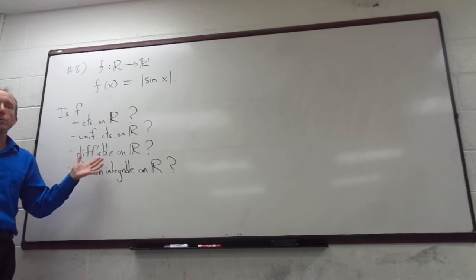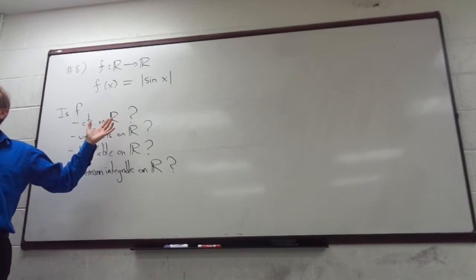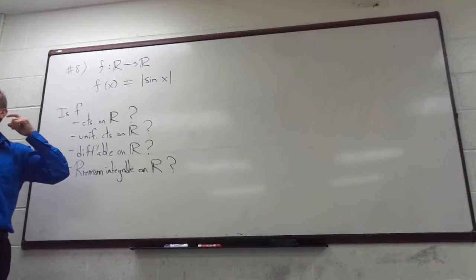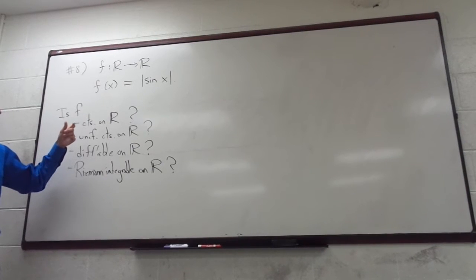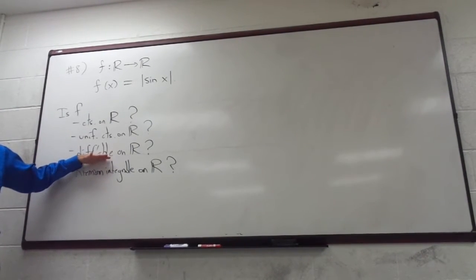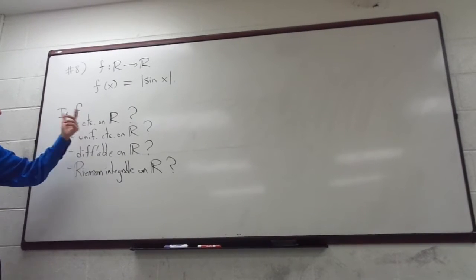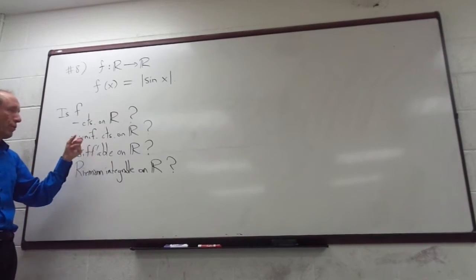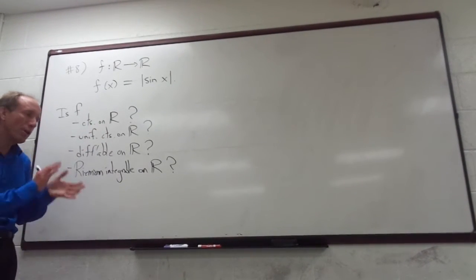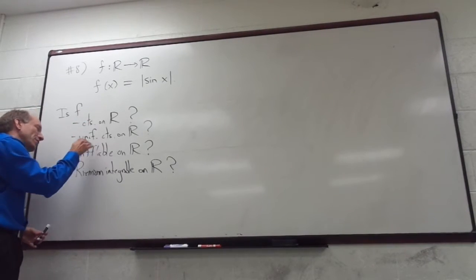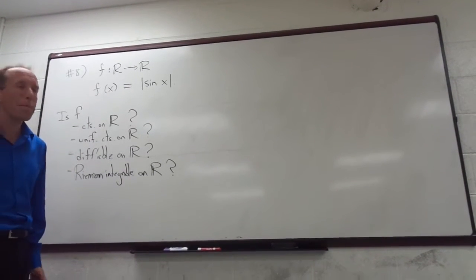There are relationships between these, right? So, for example, if f is differentiable, then it has to be continuous. If f is uniformly continuous, it has to be continuous, right? So if it's not continuous, then none of the first three can be true. All right, so we know something. We don't really have to answer this like it's 4 separate problems necessarily. Okay.